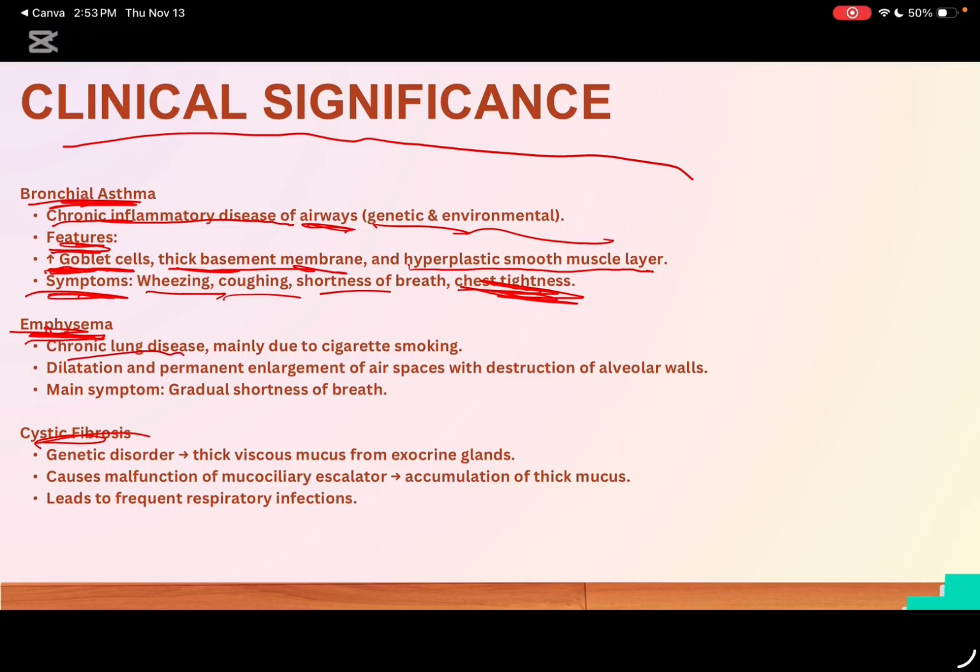Emphysema, I think we took it in physiology of the pulmonary. Chronic lung disease, mainly due to cigarette smoking, with dilation and permanent enlargement of what? The air spaces, with destruction of alveolar walls. Main symptom, gradual shortness of breath. You gradually just feel, oh my god, I cannot breathe properly. So that would indicate emphysema, especially if you're a smoker, so quit smoking.